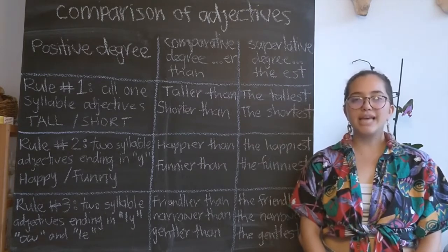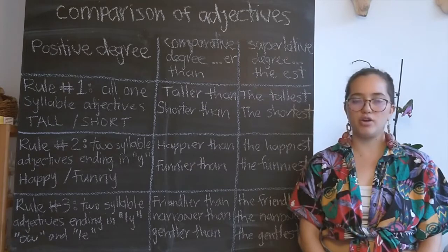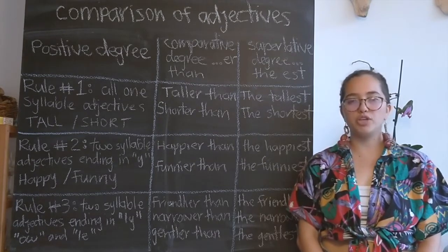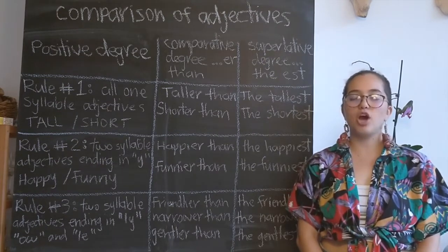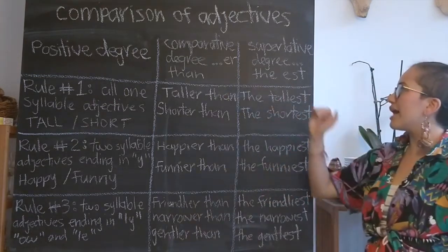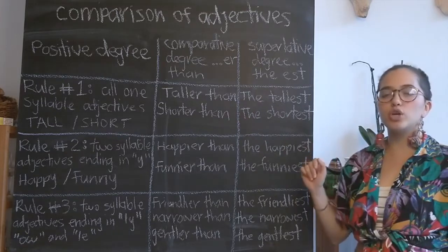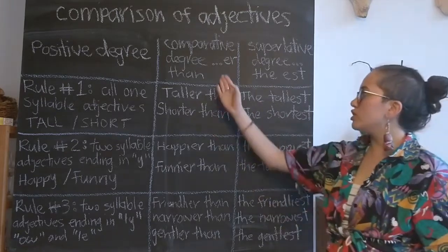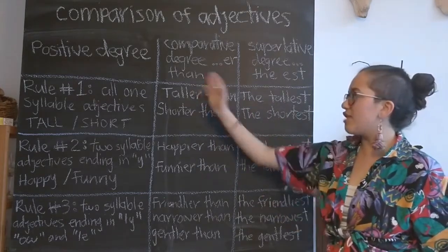Now, these adjectives can change depending on whether we want to compare two objects or to show that one object is better or the best than the other object. So this is the comparative degree and the superlative degree. The comparative degree we use to compare two objects. So we use the ending er at the end of the adjective and than.